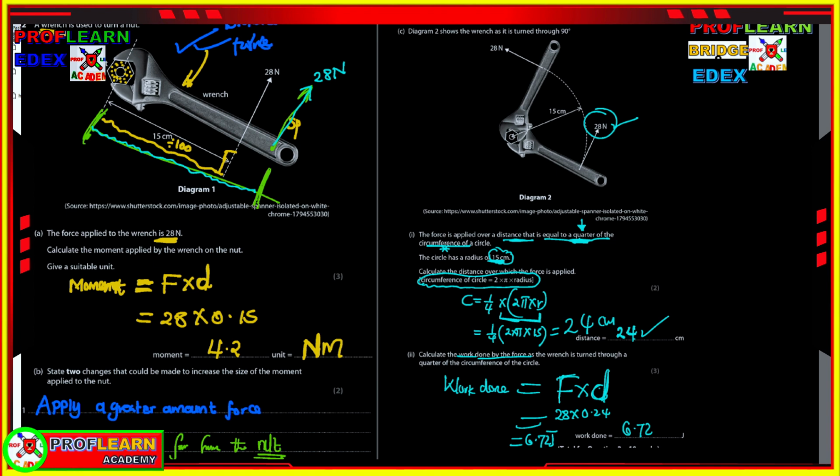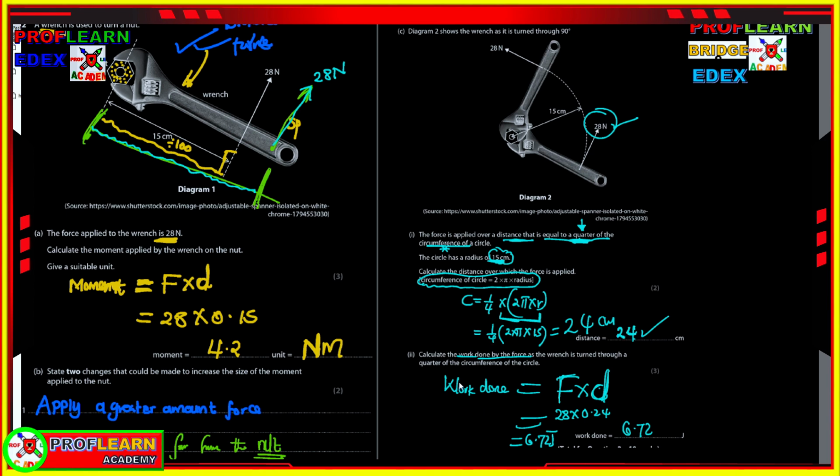A force is applied over a distance that is equal to a quarter of the circumference, and the circle has a radius of 15 centimeters. We were supposed to calculate the distance over which the force is applied. You were to apply this formula: circumference equals 2 pi r, but you have to multiply by a quarter so that you can get that distance as 24 centimeters.